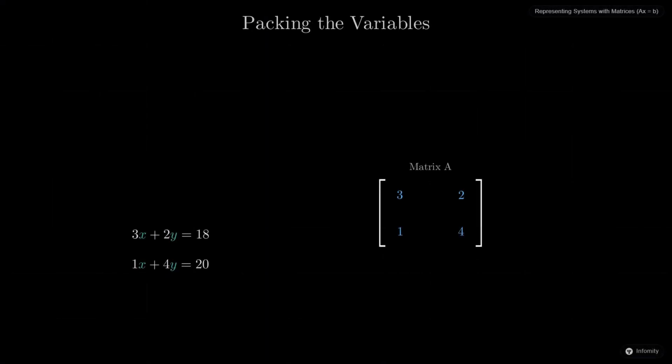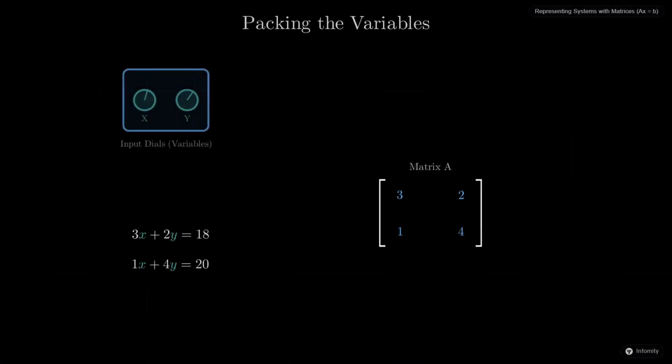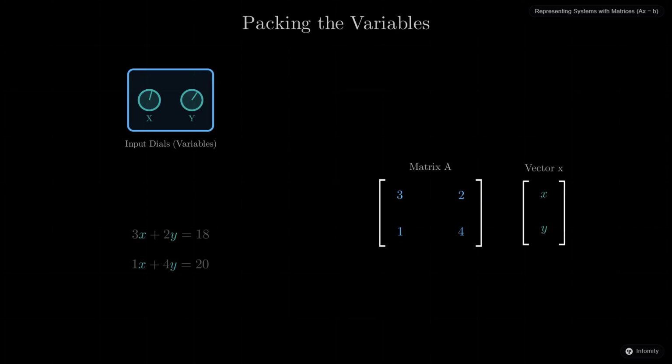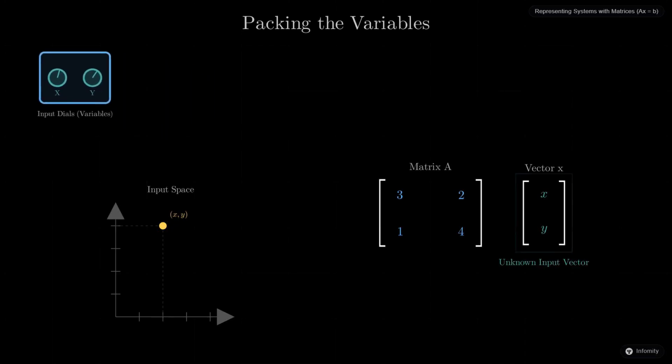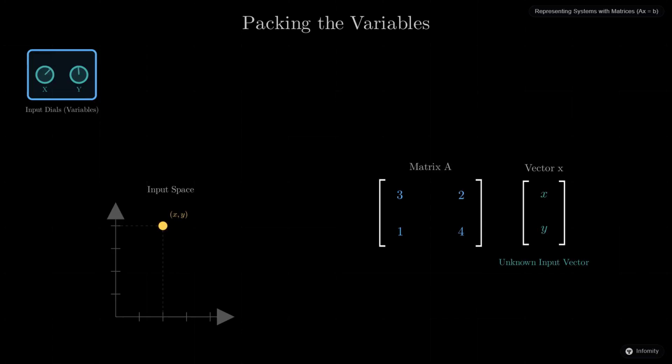Next, let's look at the variables x and y. In our factory, these are the input dials that we can adjust. We pull the letters x and y out of the original equations. We stack them vertically to form a single column vector, lowercase x. Now here's the turn. This vector represents a single point in space. This is our unknown input vector, lowercase x. The factory icon in the corner tracks our input dials.